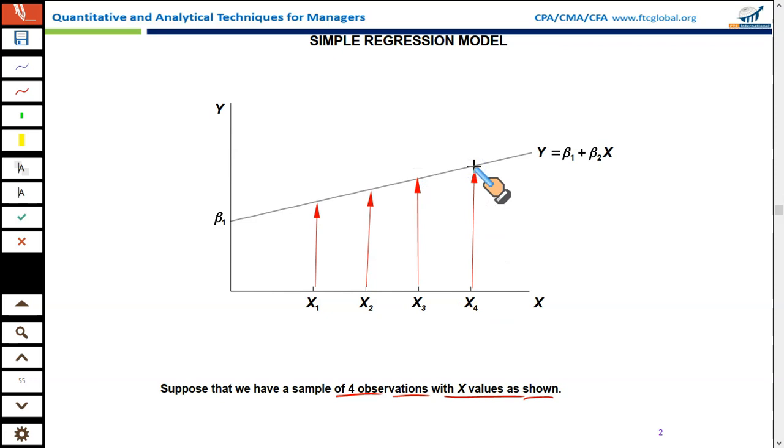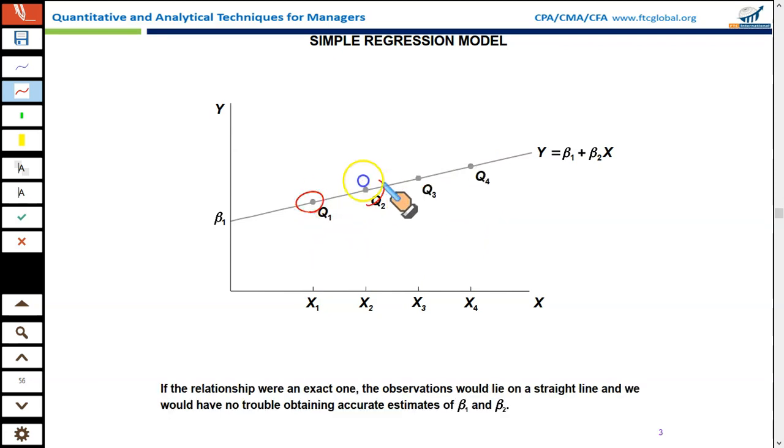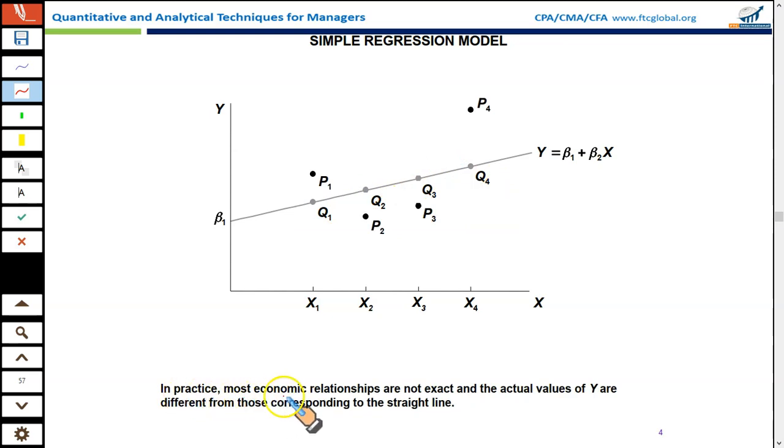If the relationship were an exact one, the observations would lie on a straight line here: this, this, this, and this. We would have no trouble obtaining accurate estimates of beta 1 and beta 2 because the points are clearly on the line, like these, Q1, Q2, Q3, and Q4. But the problem, in practice, is that most economic relationships are not exact, and the actual values of y are different from those corresponding to the straight line.